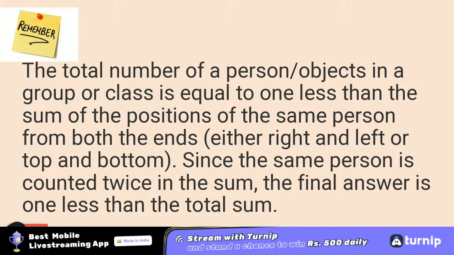The total number of persons or objects in a group or class is equal to one less than the sum of the positions of the same person from both the ends. Since the same person is counted twice in the sum, the final answer is one less than the total sum. So you might be thinking, what is it?